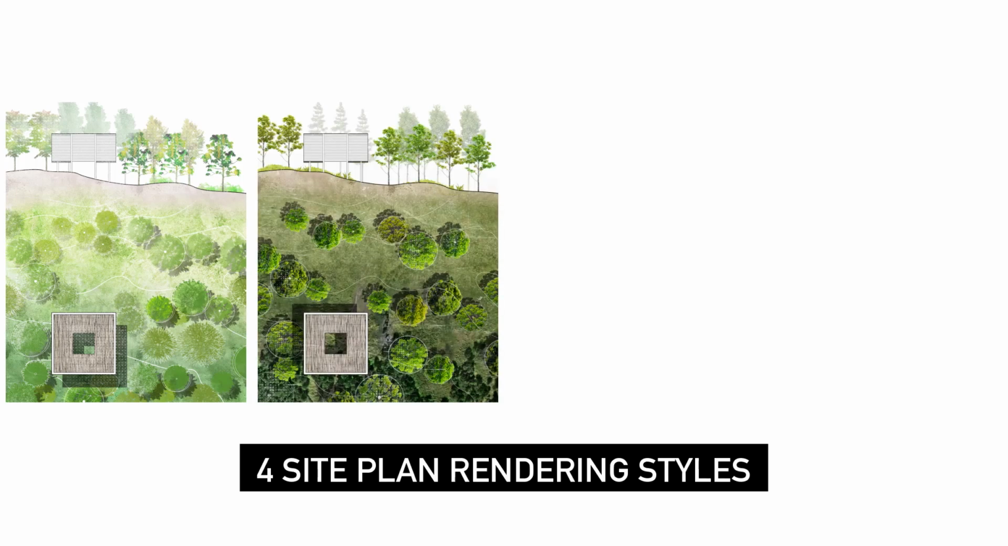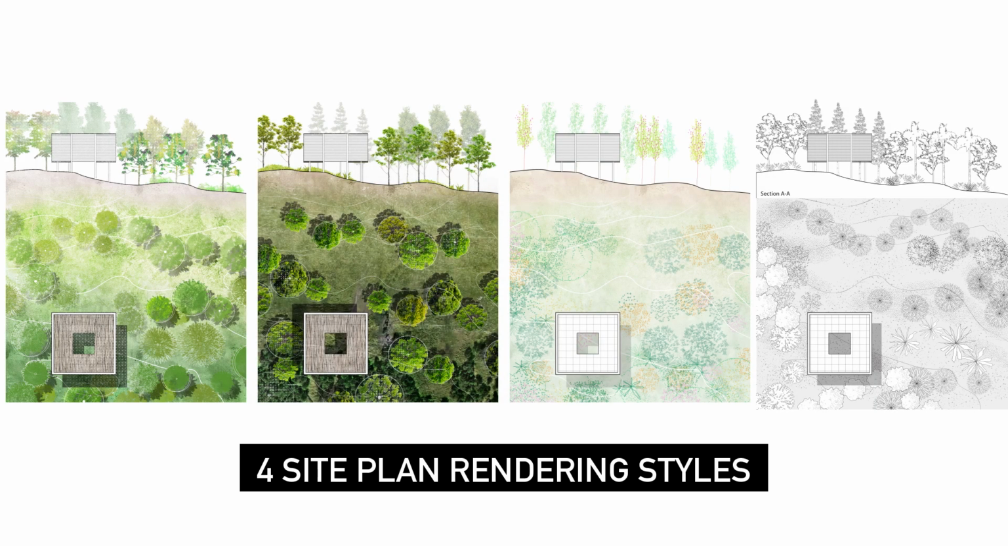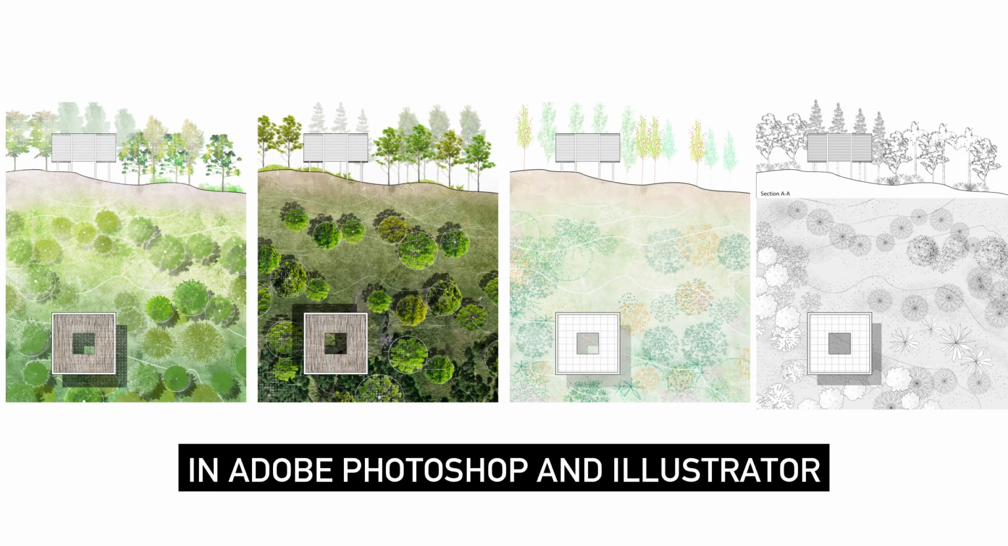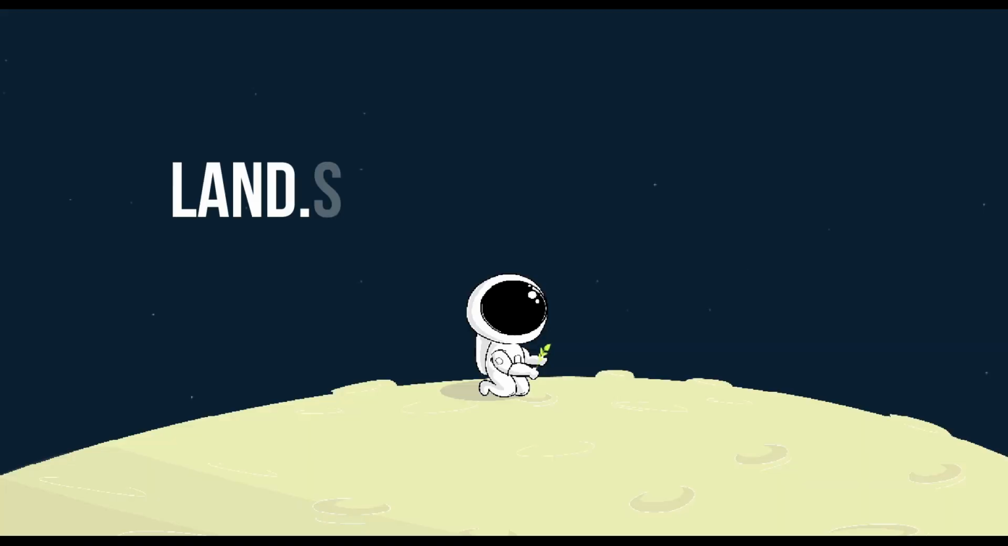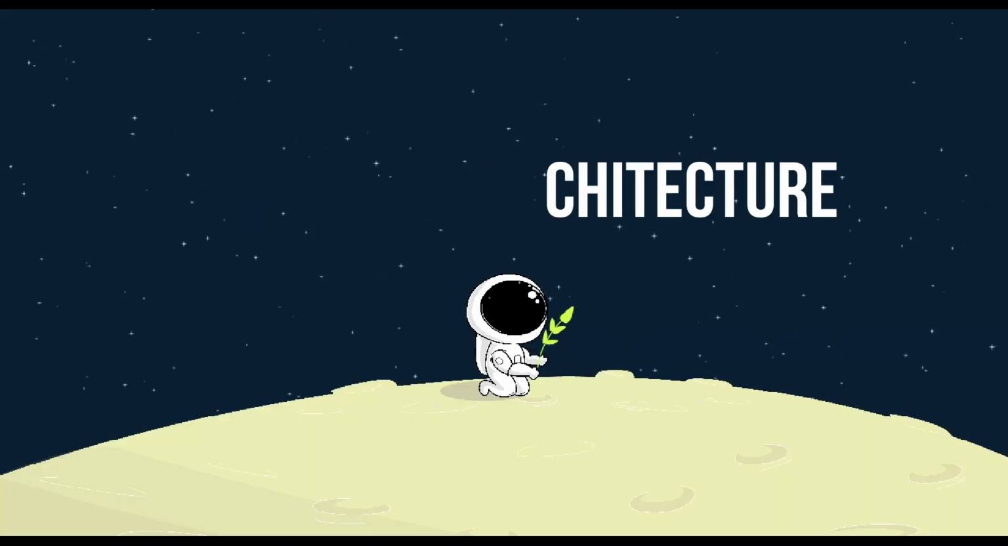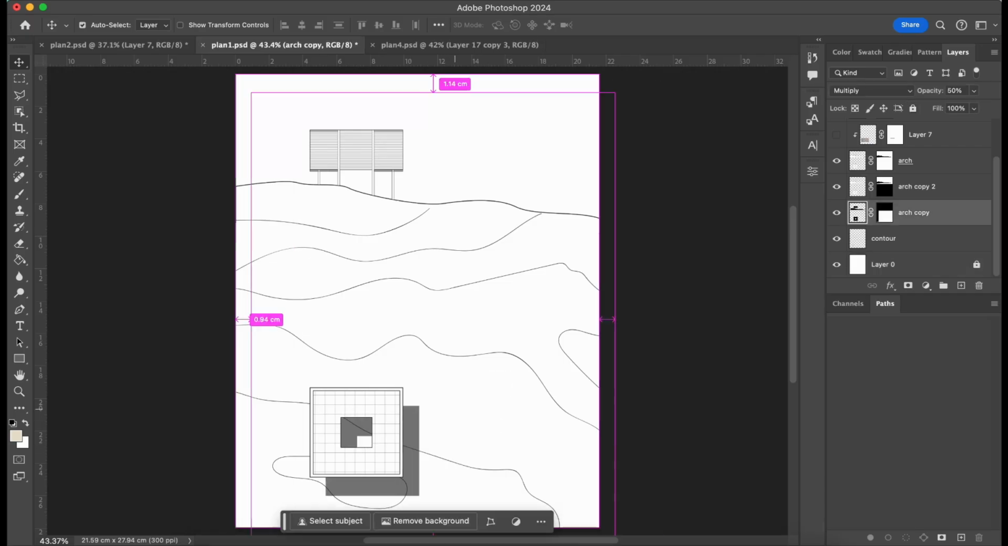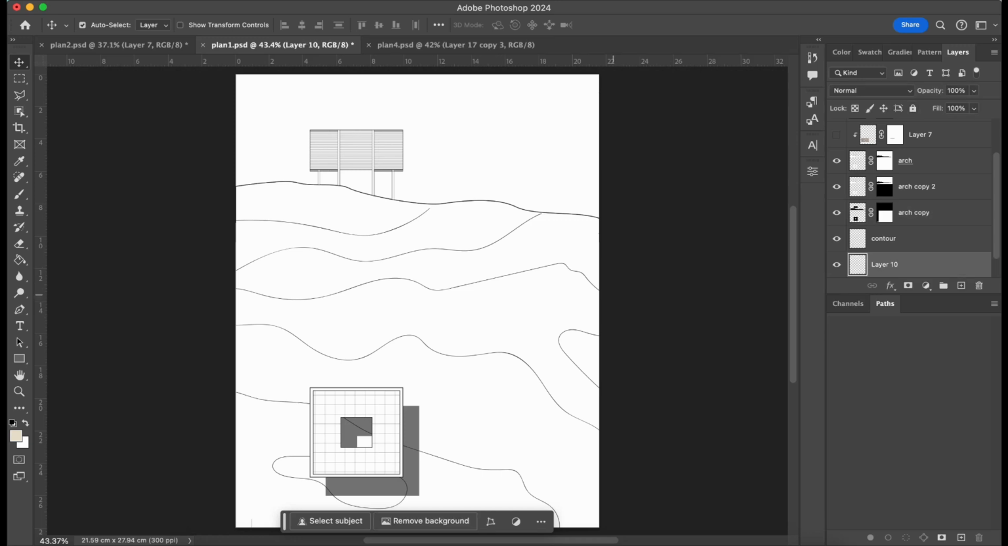In this video, I'll walk you through the rendering process for 4 different landscape site plan styles in Photoshop and Illustrator. Let's get started. All 4 plans originate from the same base, a treehouse structure on a mountainside slope. The drawings include both a site plan and a landscape cross-section at the top.